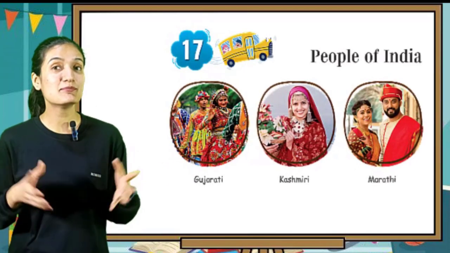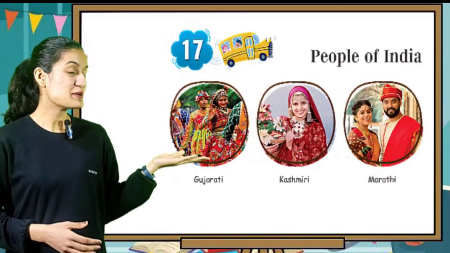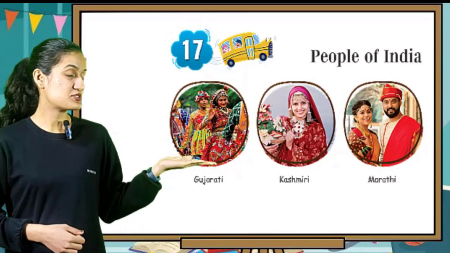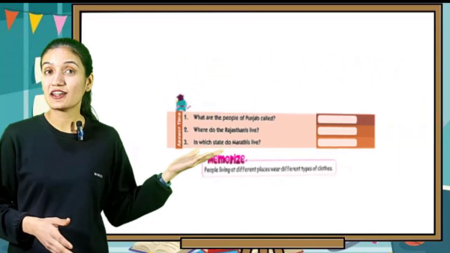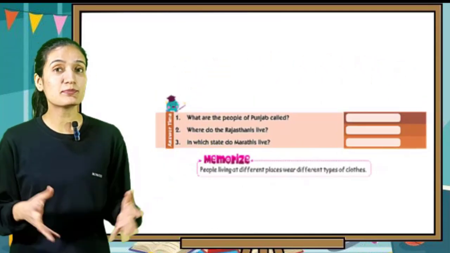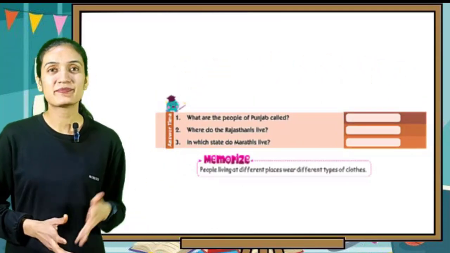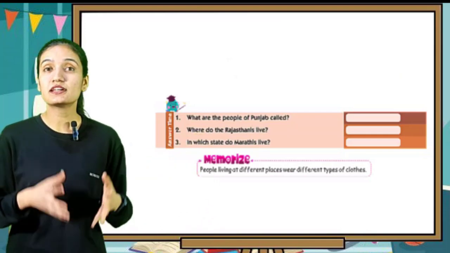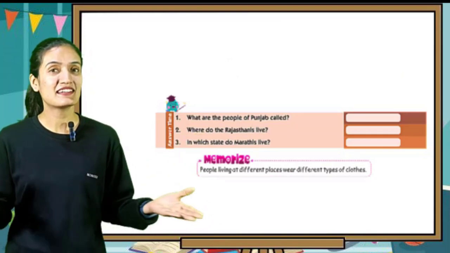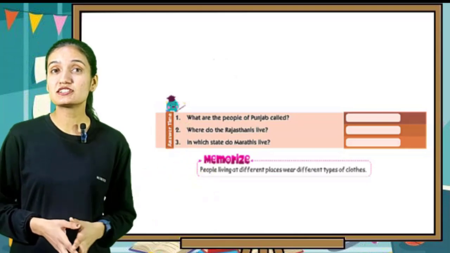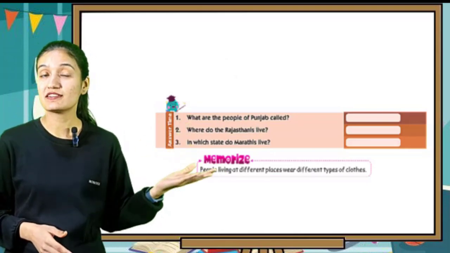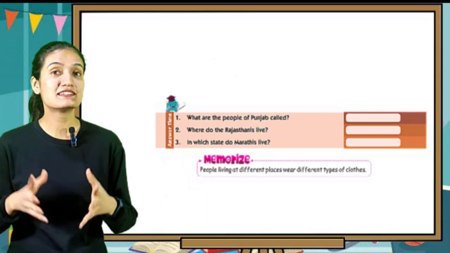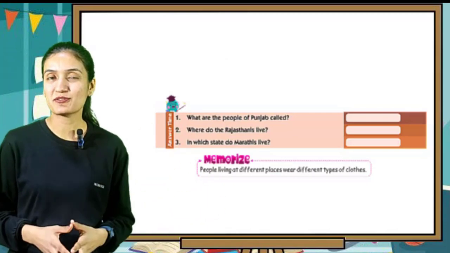Chapter number 17, people of India. Look at these pictures. Gujarati, Kashmiri, Marathi, Bengali, Punjabi, Rajasthani. Now answer the questions. What are the people of Punjab called? Punjabi. Where do the Rajasthanis live? In Rajasthan. In which state do Marathis live? Maharashtra. Now kids, memorize. People living at different places wear different types of clothes.